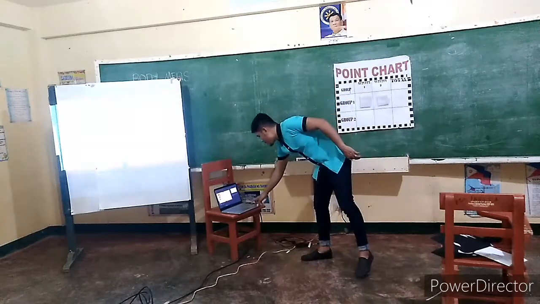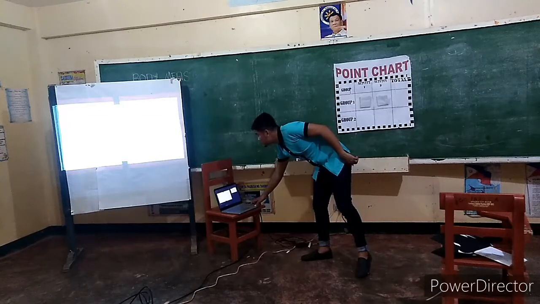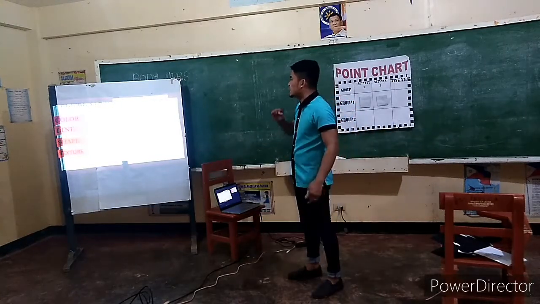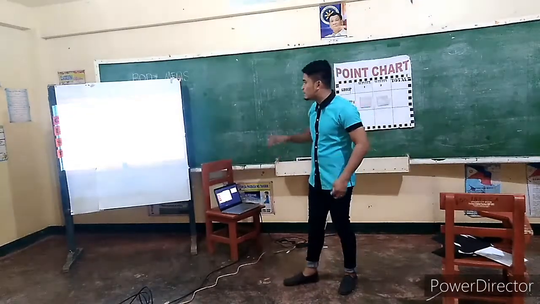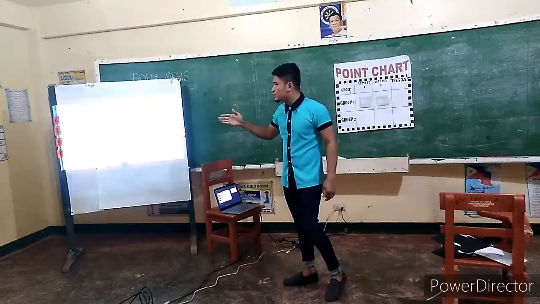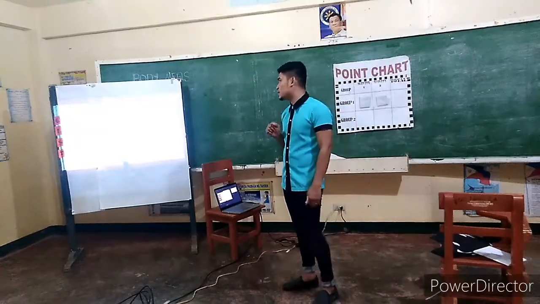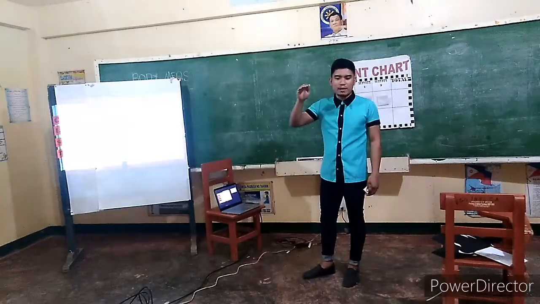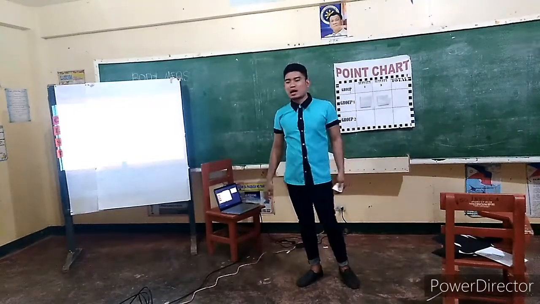Okay, so now class, there are 4 elements of design. First, we have color. Next, we have line. Third, we have shape. And then last, we have texture. Okay, so who can give an example of color? Anyone? Yes, yellow, red, violet. Okay, so those are correct.